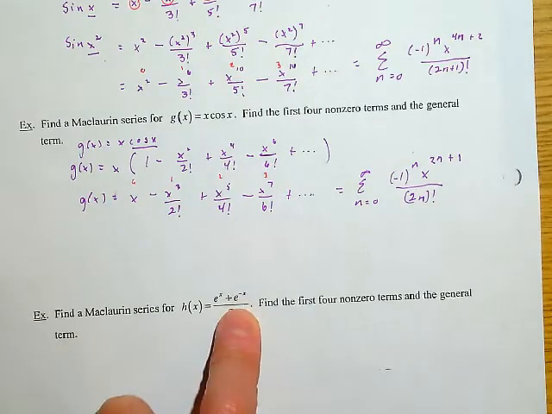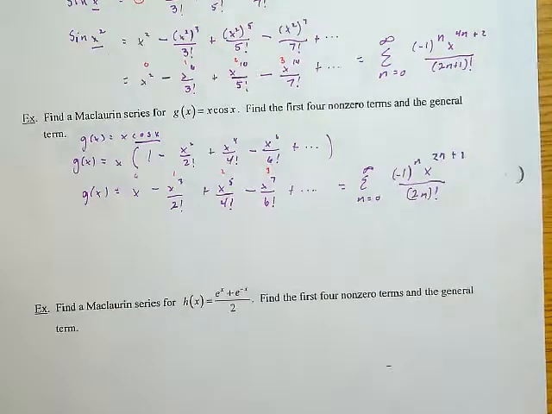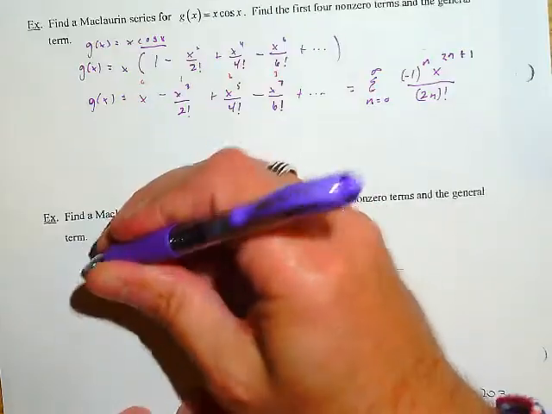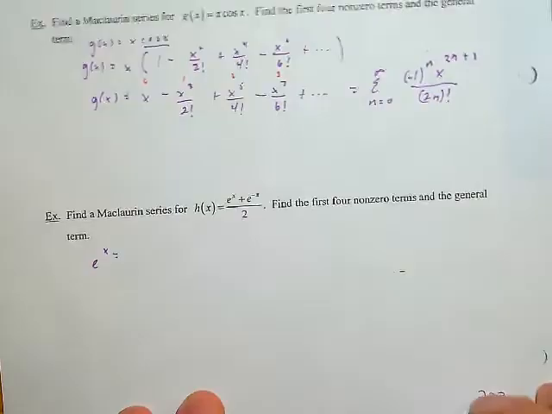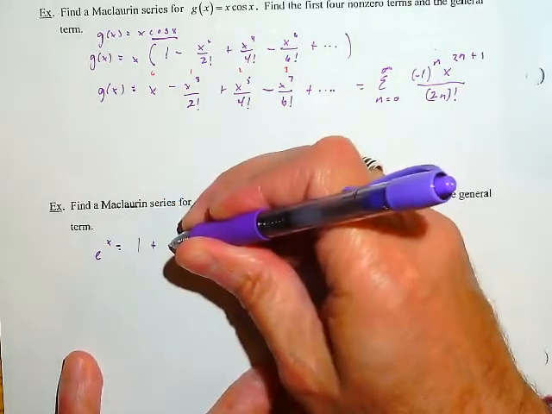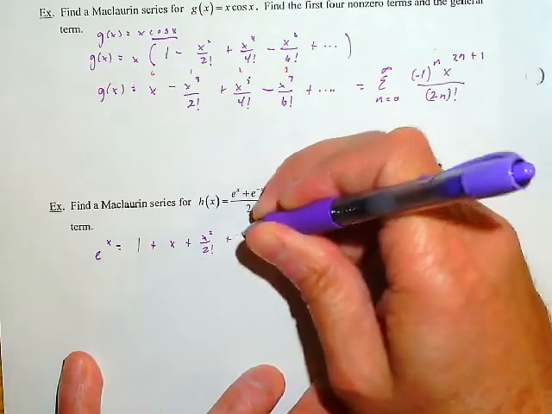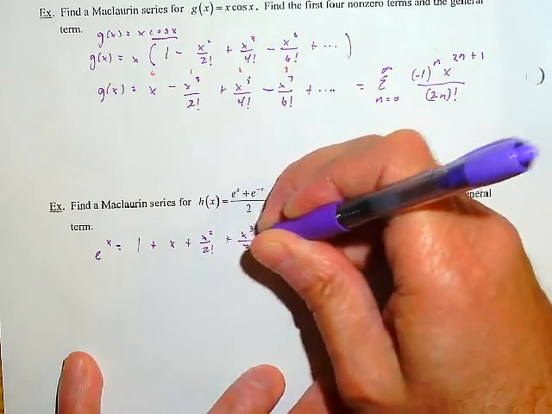I'm going to create e to the negative x by replacing that, add those two and divide by 2, find the first 4, and then the general term. So let's recite what e to the x is. We have that from the notes on the previous page. We did that one yesterday too. 1 plus x plus x squared over 2 factorial plus x to the third over 3 factorial.